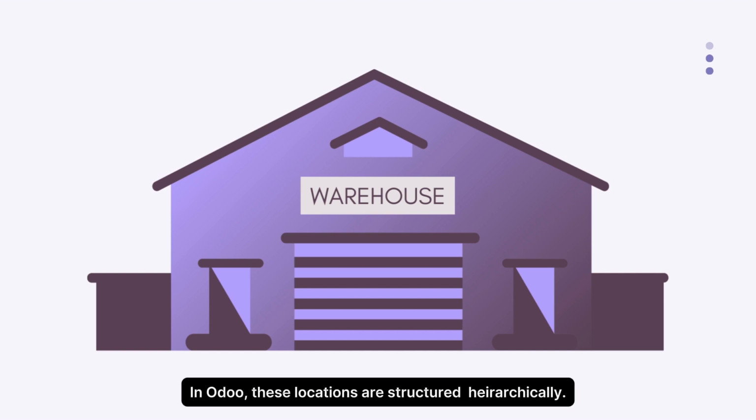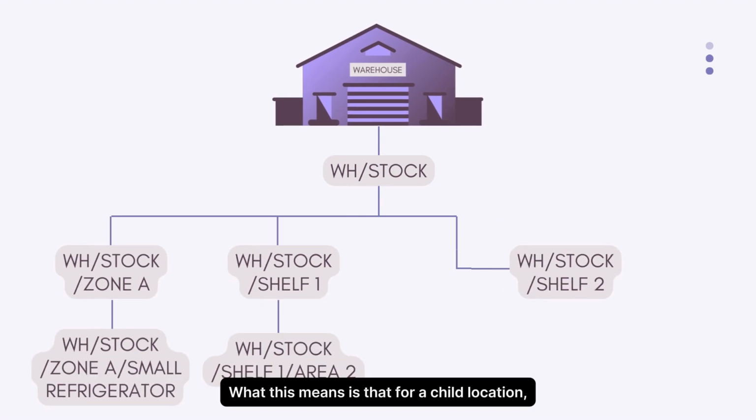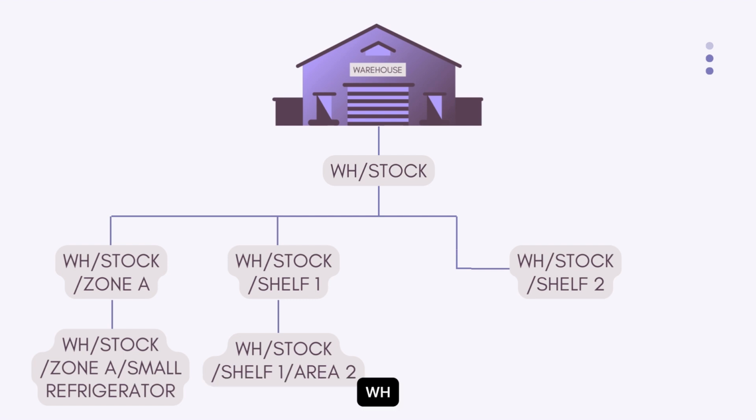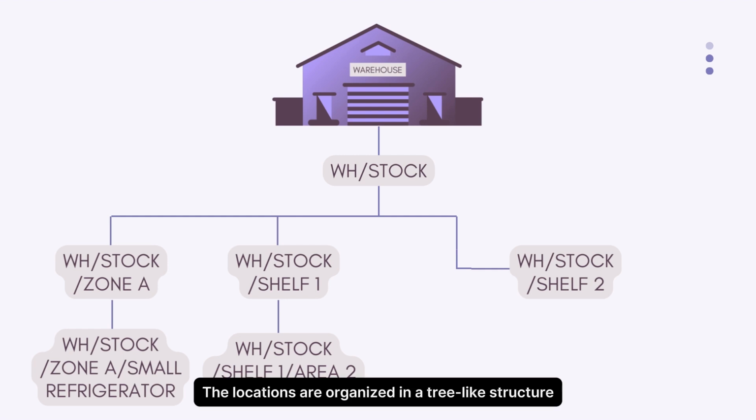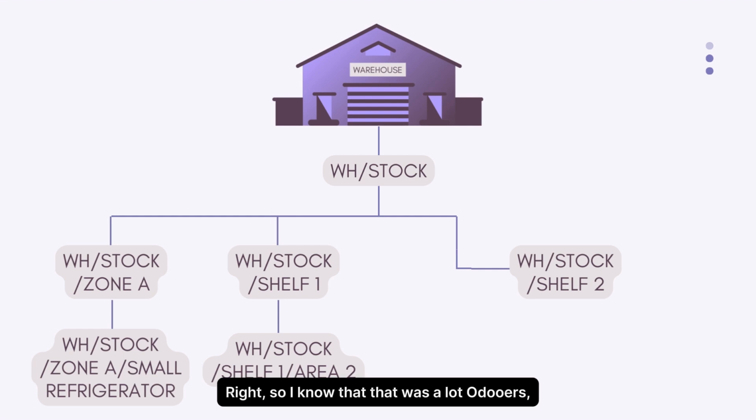In Odoo, these locations are structured hierarchically. What this means is that a child location, like warehouse dash stock dash zone A, is located inside a parent location, warehouse dash stock, which is located inside a warehouse, aka WH. The locations are organized in a tree-like structure with the warehouse at the top. Right, so I know that was a lot, Odooers, so let's jump into our database to see how warehouses and locations work.